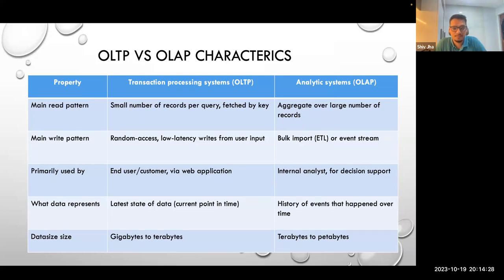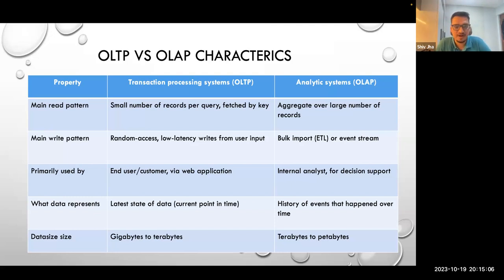If your use case mainly has read patterns, then you probably have a smaller number of records per query, fetched by your primary key or another key that is indexed, and you could use a transactional database like MySQL or Postgres or Oracle. If you are looking for aggregates over a large number of records, if you're trying to maybe, let's say, set up a visualization where you show a graph of an aggregate over a column, then you probably need an analytics database, an OLAP system.